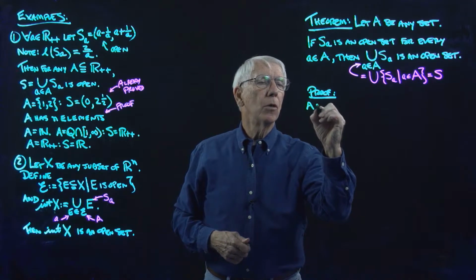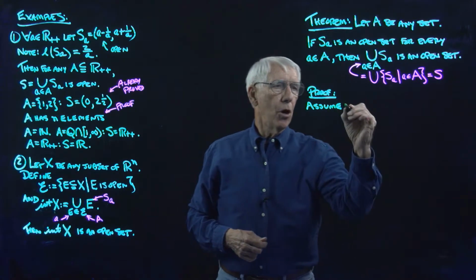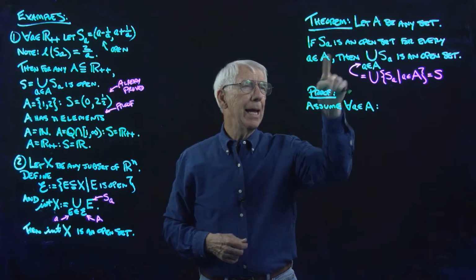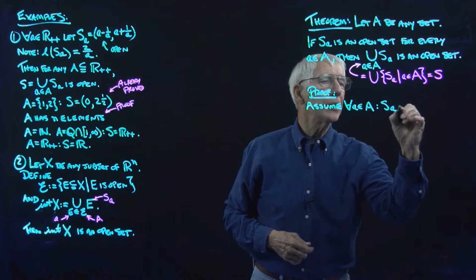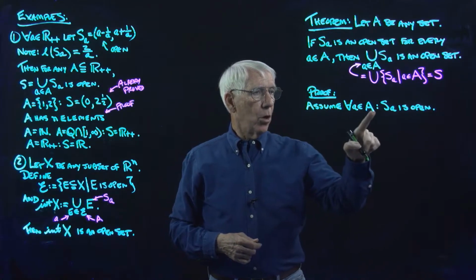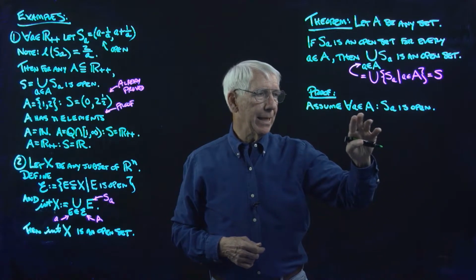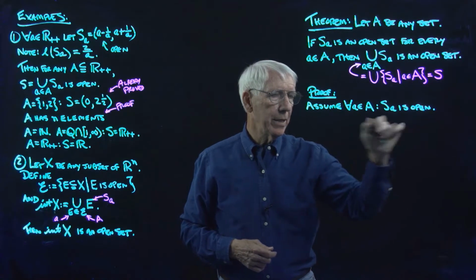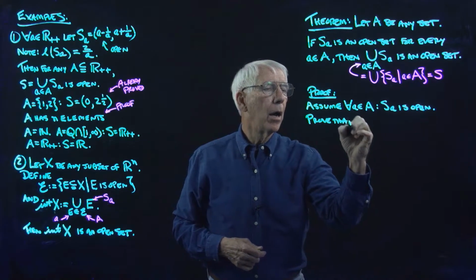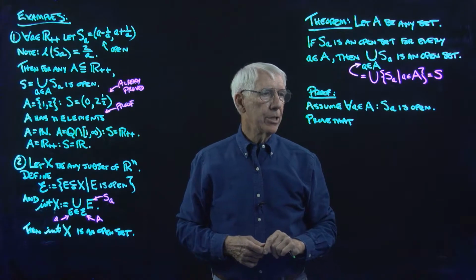So here what we want to assume is that for all elements of the set capital A, S sub A is an open set. So let's just write S sub A is open. So we've got some set, any set. It indexes all these open sets, and so each one of these sets is open. And we want to prove that this set S, that I've used as a shorthand here, is open.